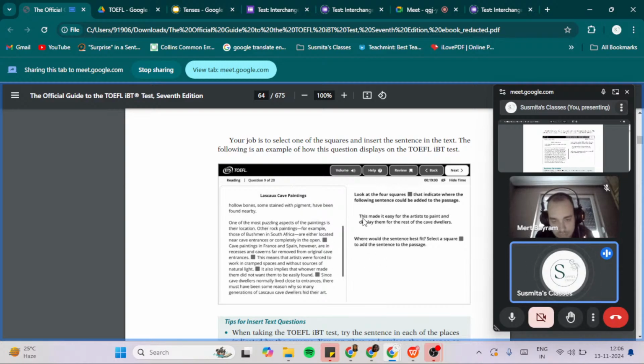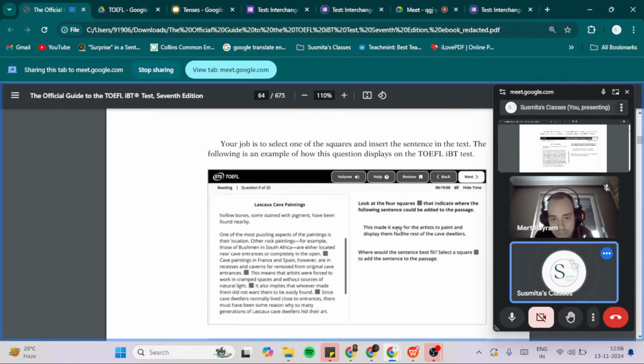So basically this sentence has been given over here: "This made it easy for artists to paint and display them for the rest of the cave dwellers." So what do you think, where would this sentence fit? Now here we know this made it easy for the artists. So it's not a starting part. It's somewhere in between. We know that. Okay, so try inserting it.